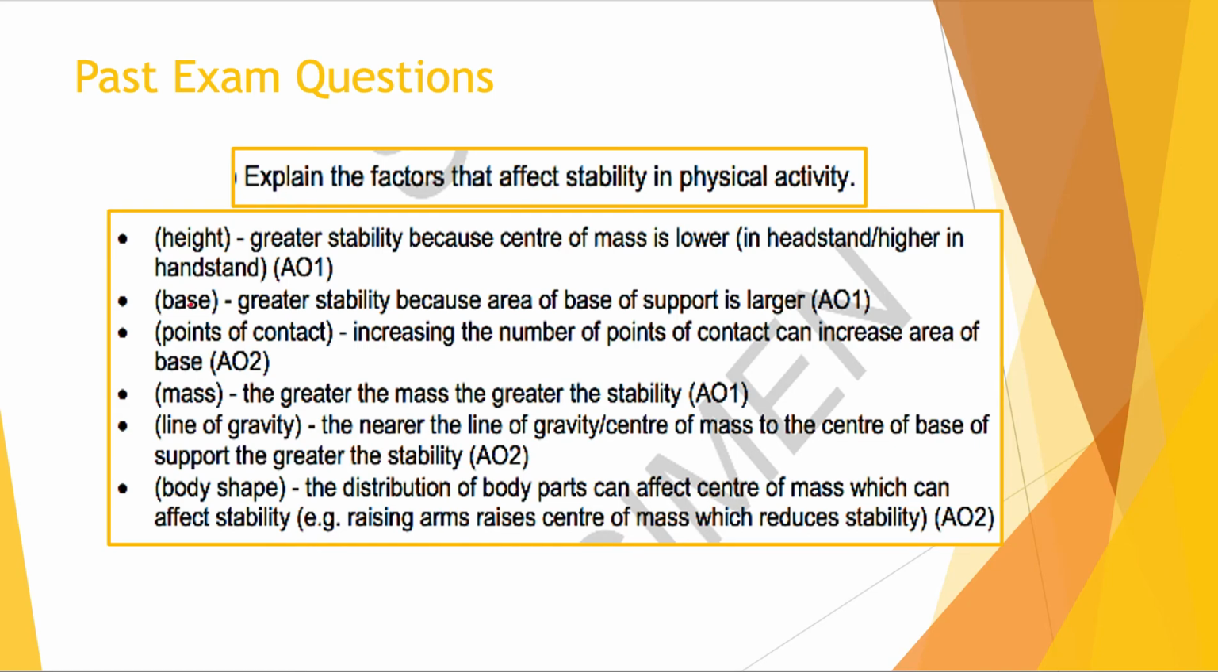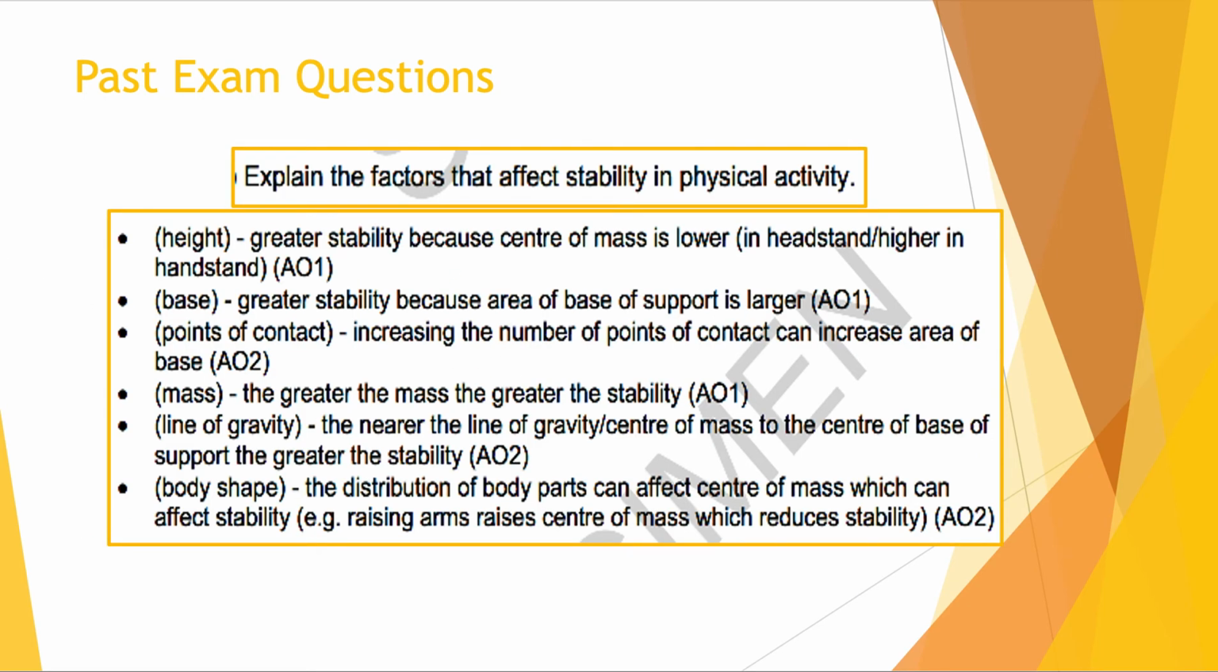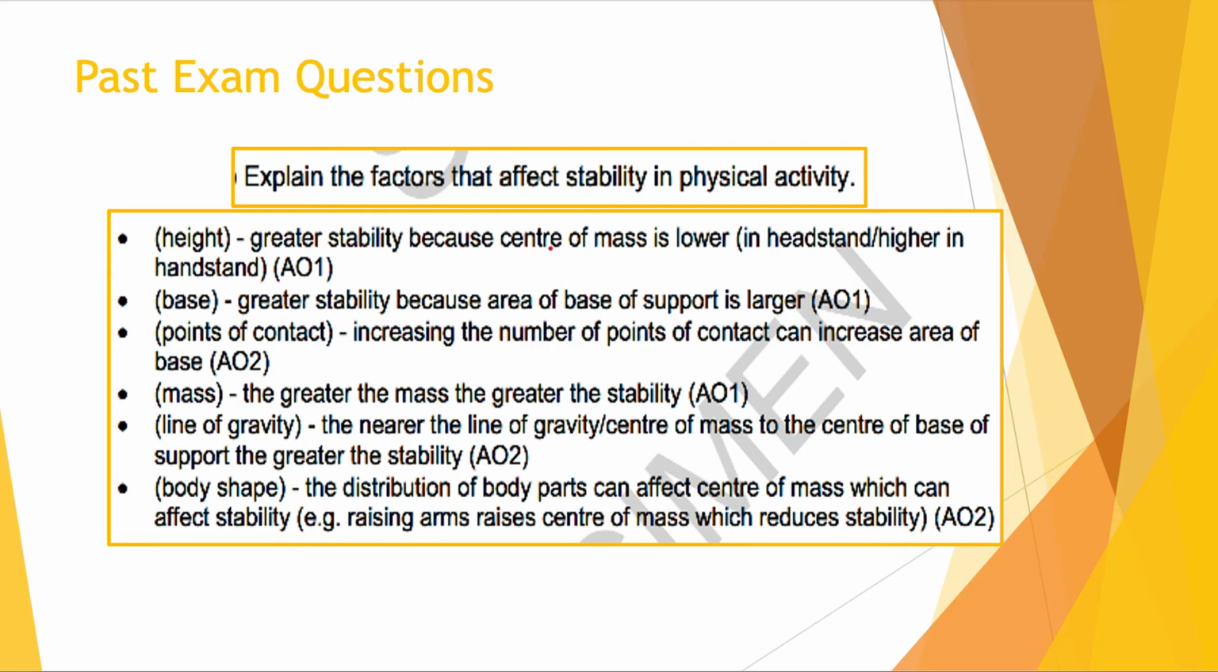Okay, so you can see the factors on the mark scheme are listed, but they are then explained in order to get the mark. So height, this is a follow-on question from this question, which is why the mark scheme reads like it is. So height, greater stability, i.e. this performer has a greater stability than this performer because their centre of mass is lower. So in the headstand, higher in the handstand.